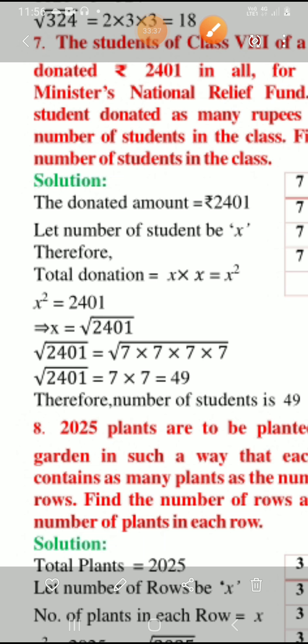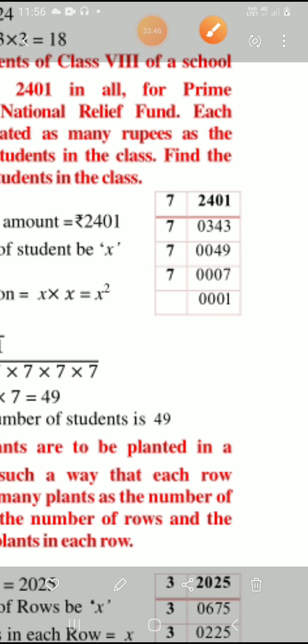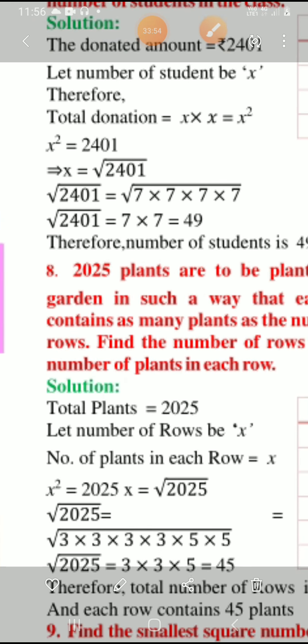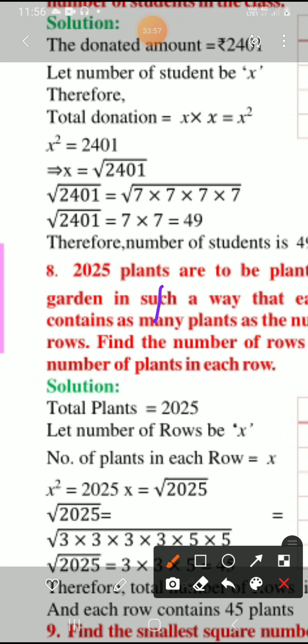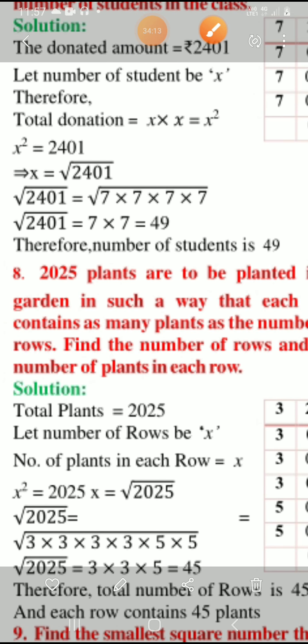Got it? So square root of 2401, we can write this in the form of square root of 7 into 7 into 7 into 7. Why have we written this? Look at it. Here we have solved 7, 7, 7, 7, 4 pairs. In pairs, when these get cancelled by the square root, only one number can be extracted from each pair. So we can write 7 into 7. In this pair 1 seven comes outside, in this pair 1 seven comes outside. 7 7s are 49, right? So the answer comes as 49. So we can finally say that therefore the number of students is 49.